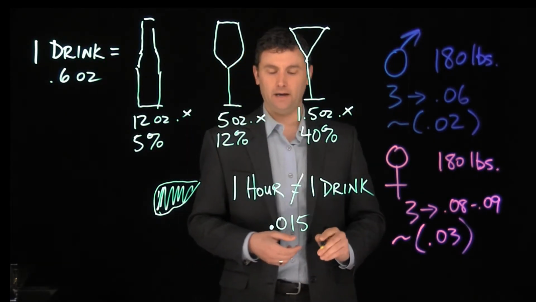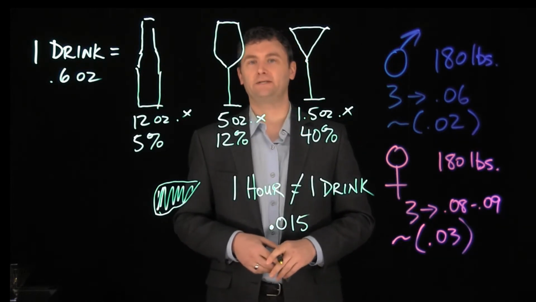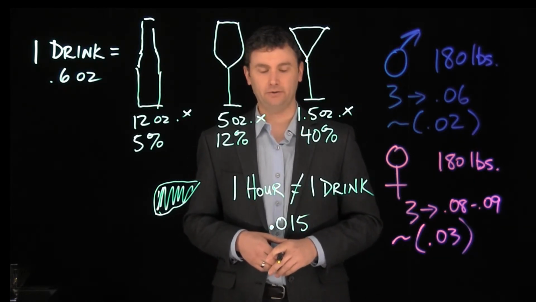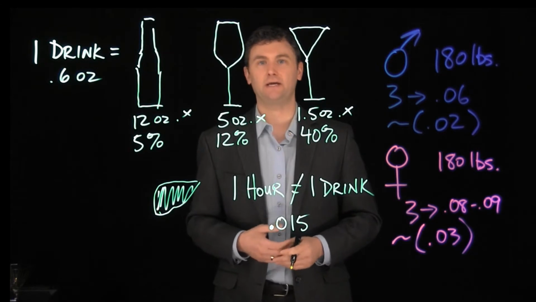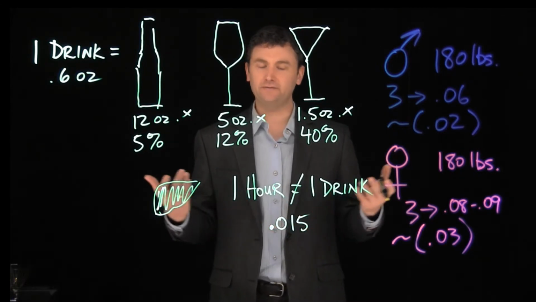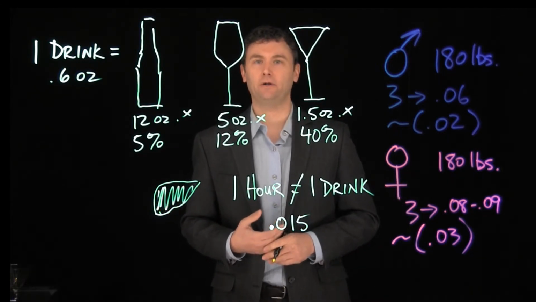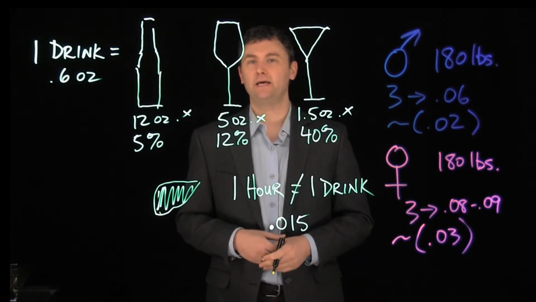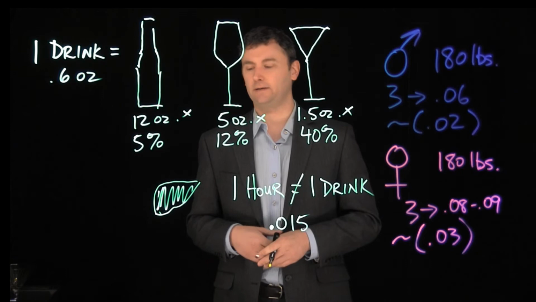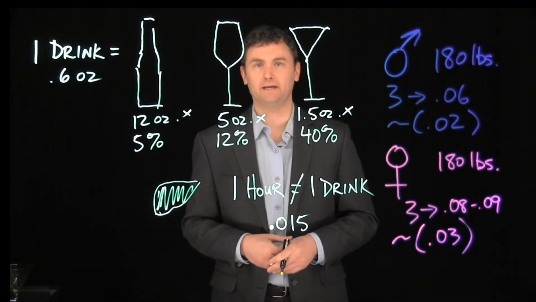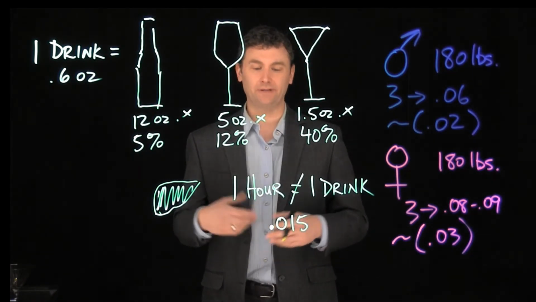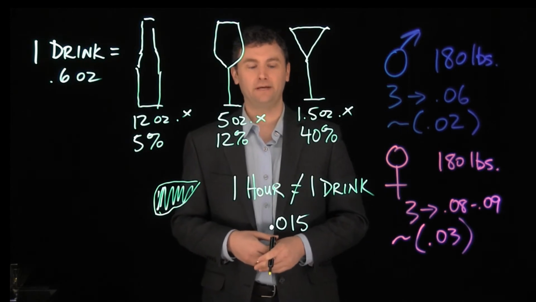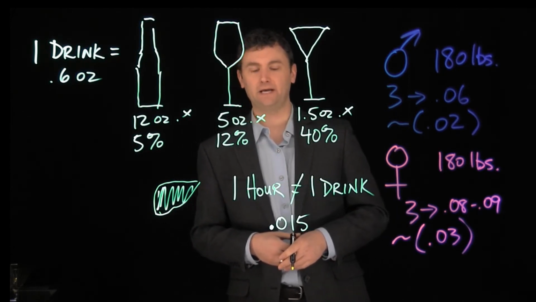So 0.015 is about how fast our liver gets rid of a drink, or lowers our BAC, I should say, every hour. So you can see if somebody has a blood alcohol level of 0.06 or 0.09, it's going to take them many, many hours to get rid of that. Even imagine somebody goes to sleep at night and wakes up early the next morning. They could have a blood alcohol level maybe even over the legal limit by the next day.